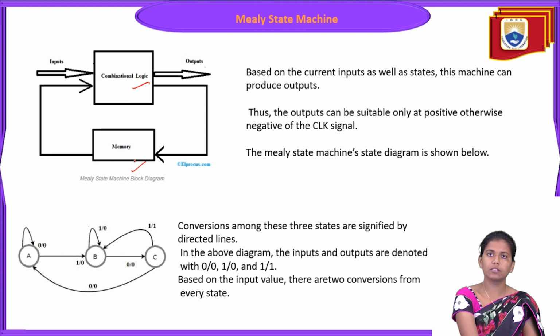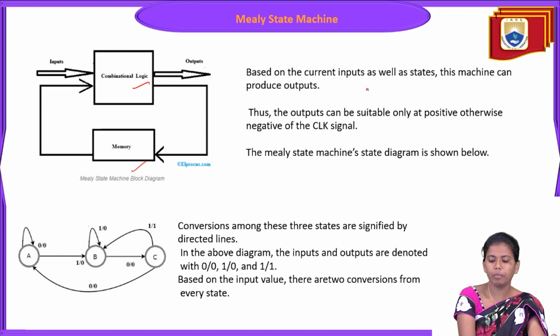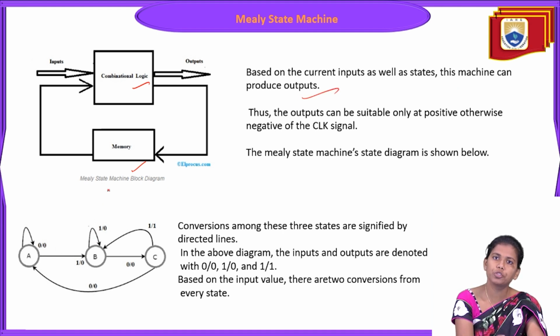So this memory consists of the previous or past inputs or outputs. Based on the current inputs as well as the state, this machine can produce output. So this Mealy machine produces the output. The output depends only on the present state of the input. That is what the sentence says.